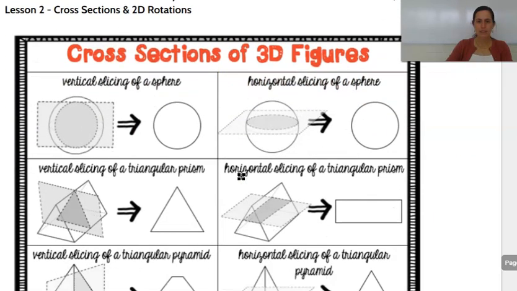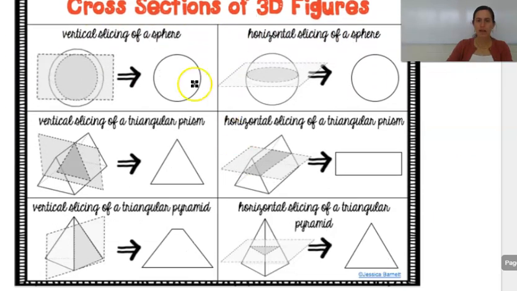And then finally, the next page has the last couple on there. Anytime you slice a sphere, it's always going to give you a circle.